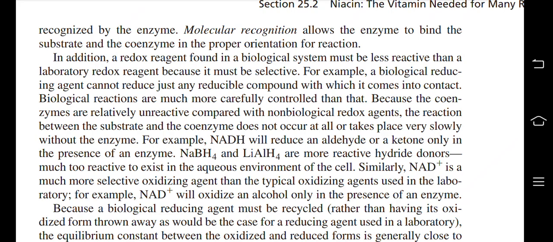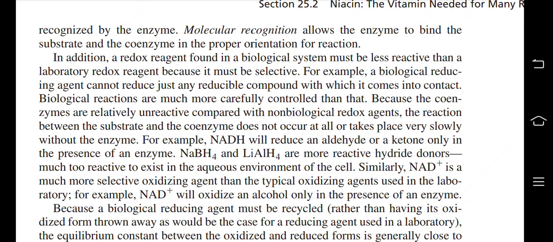Sodium borohydride and lithium aluminum hydride are more reactive hydride donors, much too reactive to exist in the aqueous environment of the cell. Similarly, NAD positive is a much more selective oxidizing agent than the typical oxidizing agent used in the laboratory.